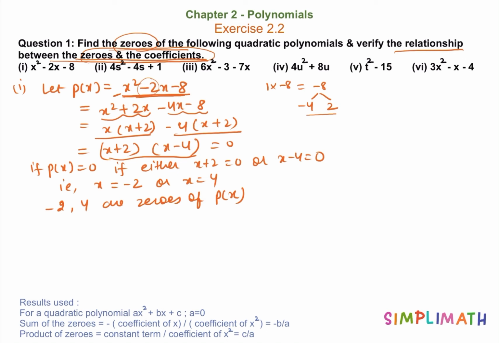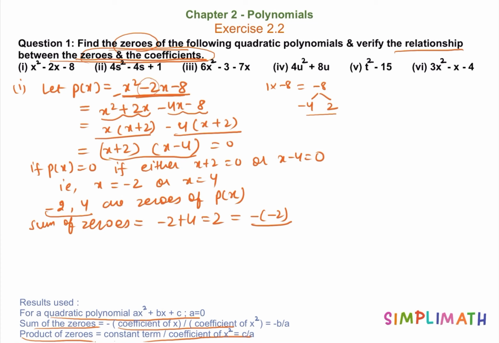Okay, now the second part is we have to verify the relationship between the zeros and the coefficients. Now we know that for a quadratic polynomial, the sum of the zeros is minus of coefficient of x upon coefficient of x square, and the product of the zeros is constant term upon coefficient of x square. Now let us first come to the sum of the zeros. Sum of the zeros, from here we can say minus 2 plus 4, which equals 2.